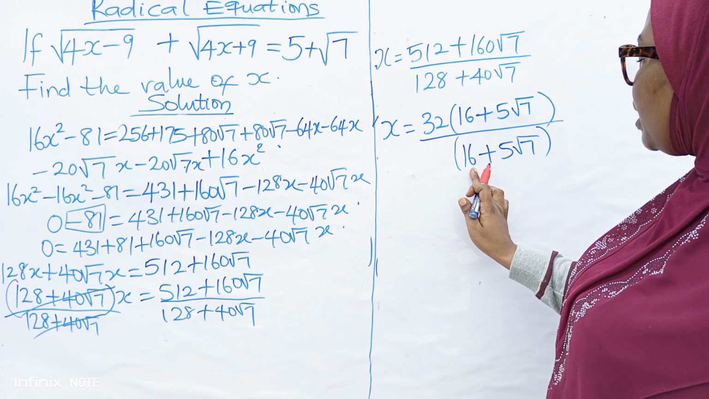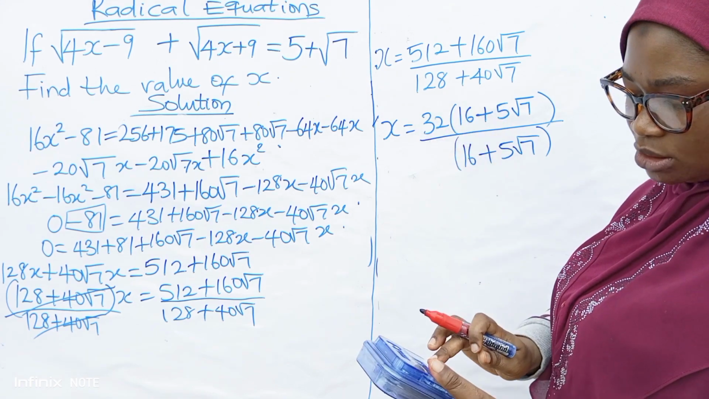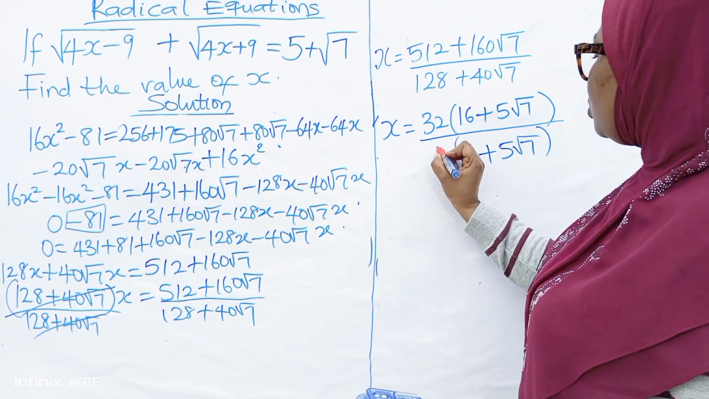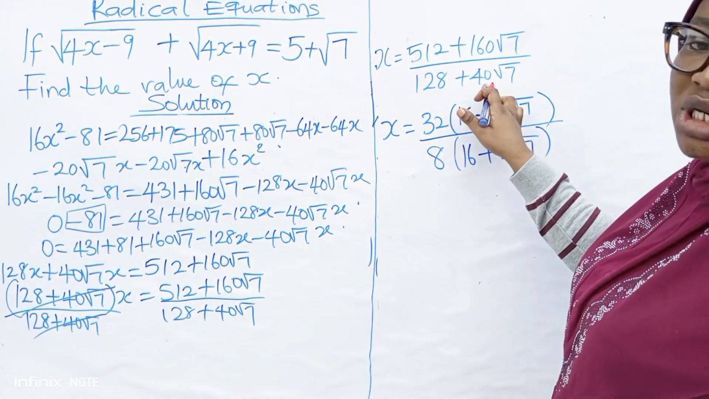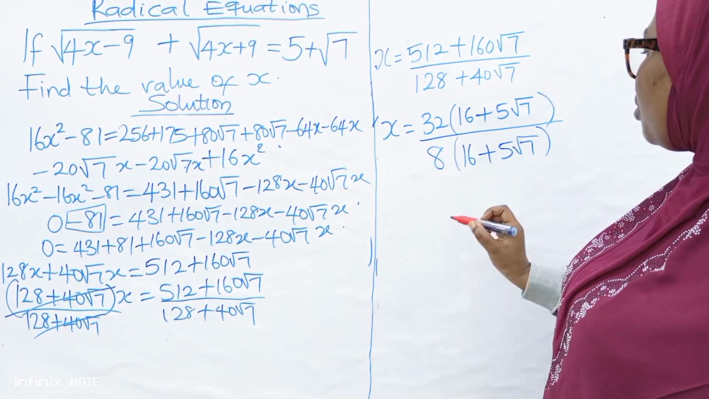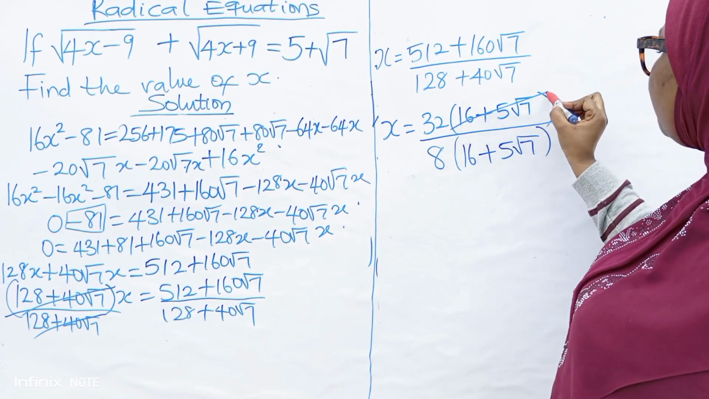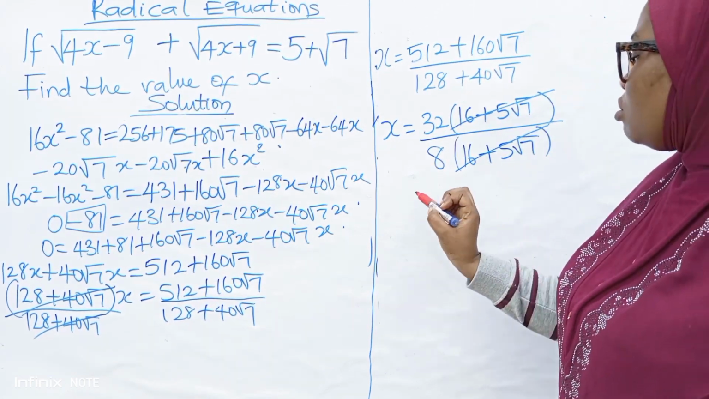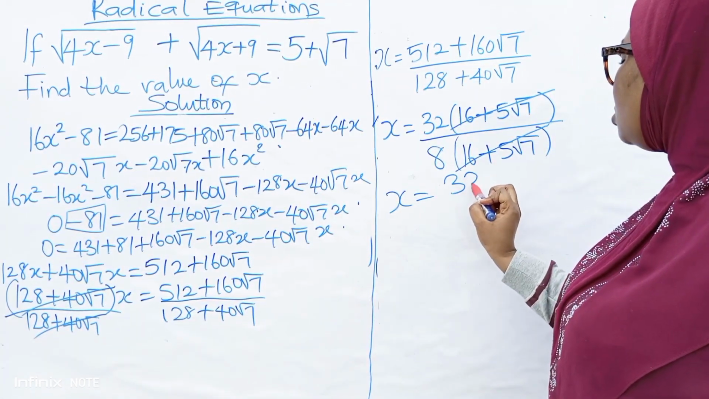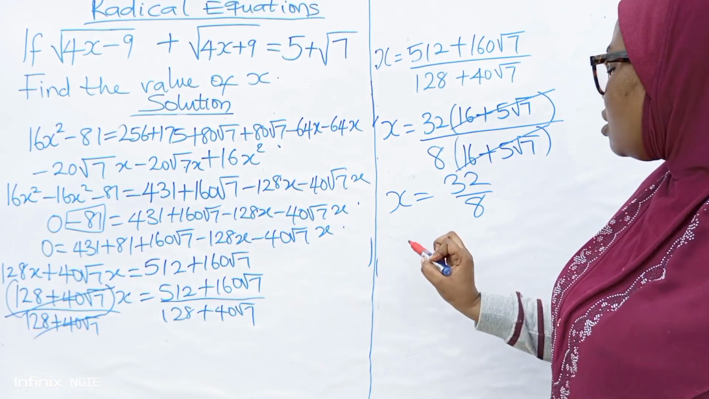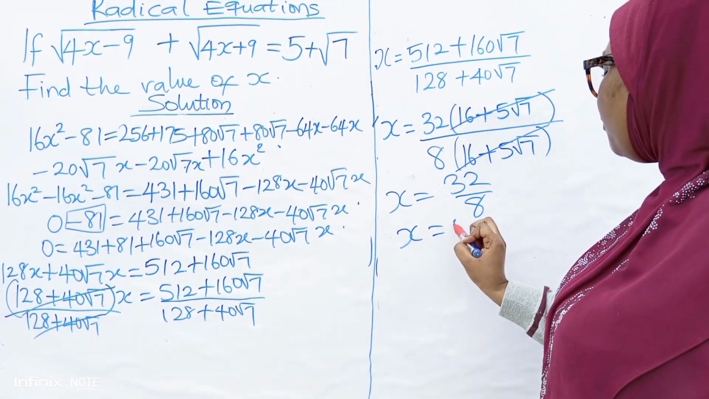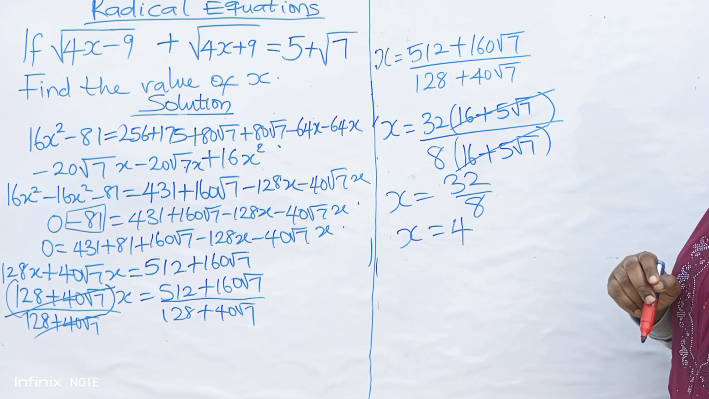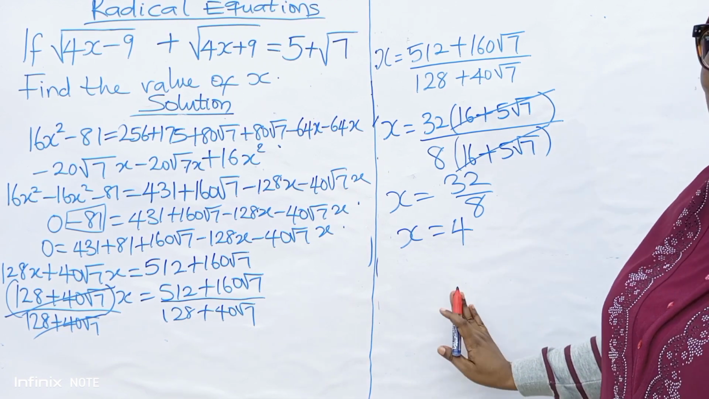So what am I going to multiply 16 by that will give me 128? So that will be 128 divided by 16 is what? 8. So that 8 multiplied by 5 also gives me what? 40. So from here, I can see that I have the same thing. 16 plus 5 root 7 cancel 16 plus 5 root 7. So my x is equal to 32 divided by 8. And what is that? That means my x is equal to 4. 32 divided by 8 is what? 4. So that is the value of our x.